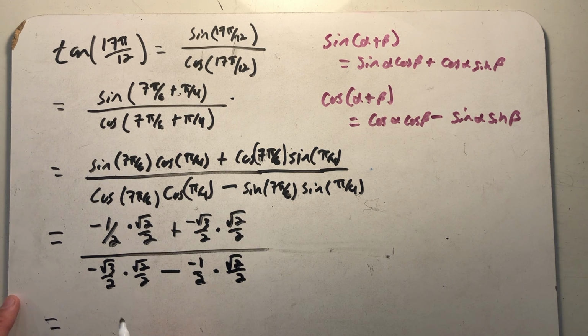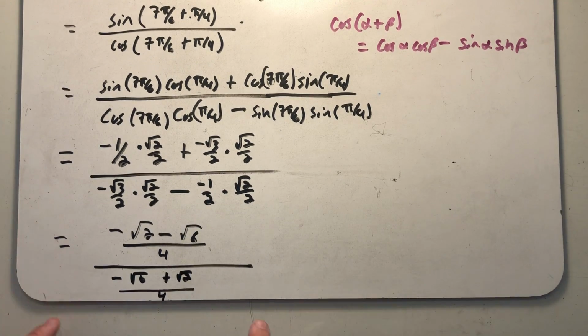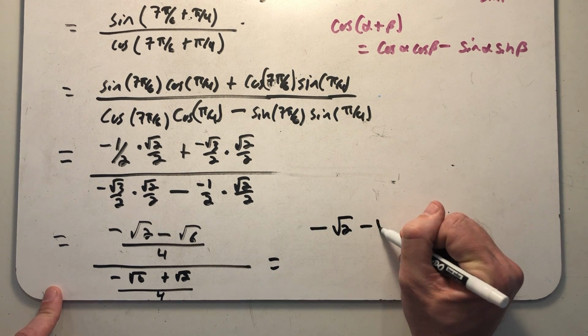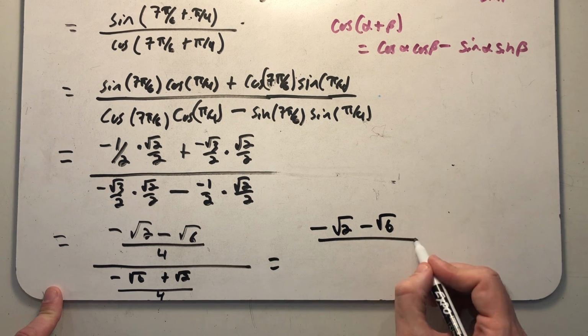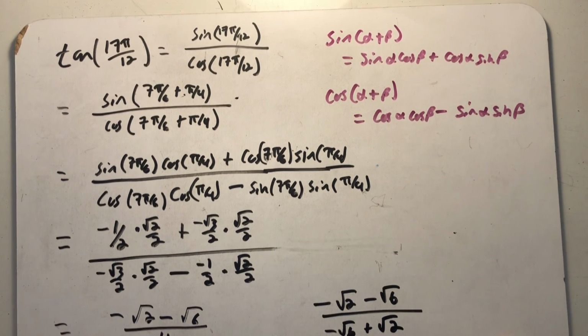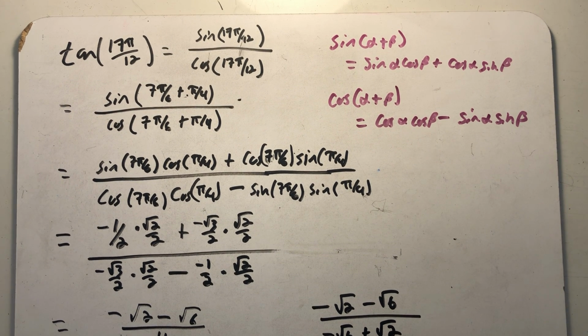So if I just look at everything on top, I have minus the square root of 2, minus root 6, all over 4, divided by minus root 6 plus root 2 all over 4. The 4's definitely cancel. And so I'm looking at minus root 2 minus root 6 divided by minus root 6 plus the square root of 2. And I'm done. I found my exact solution again.